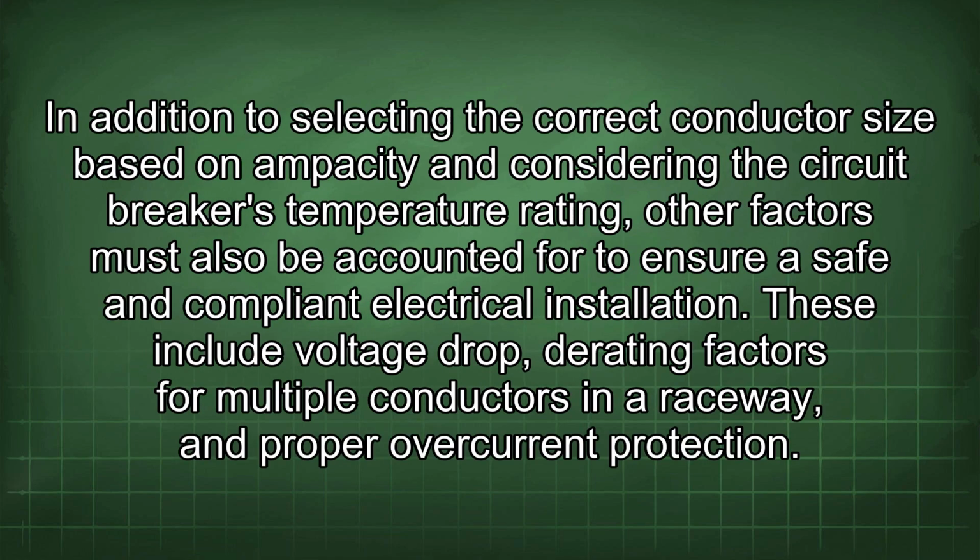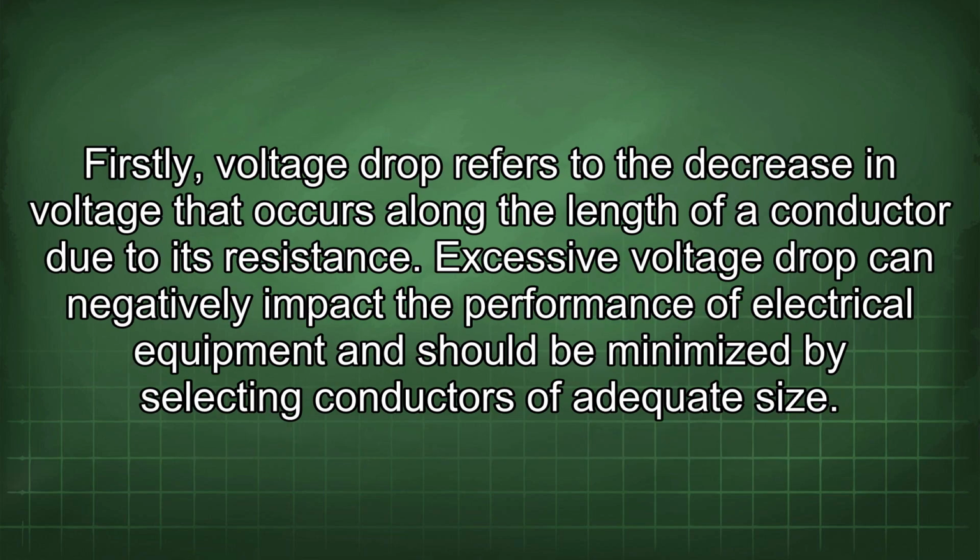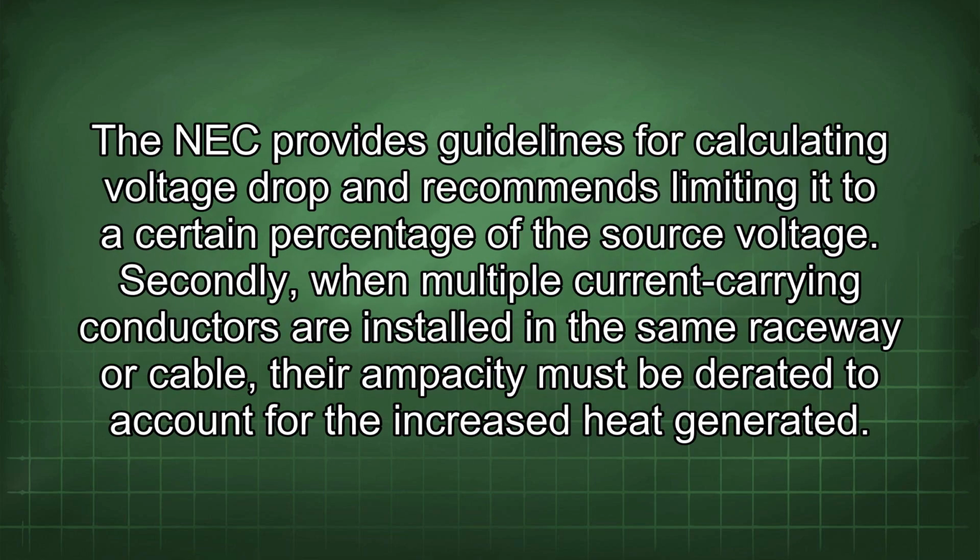In addition to selecting the correct conductor size based on ampacity and considering the circuit breaker's temperature rating, other factors must also be accounted for to ensure a safe and compliant electrical installation. These include voltage drop, derating factors for multiple conductors in a raceway, and proper overcurrent protection. Firstly, voltage drop refers to the decrease in voltage that occurs along the length of a conductor due to its resistance. Excessive voltage drop can negatively impact the performance of electrical equipment and should be minimized by selecting conductors of adequate size.